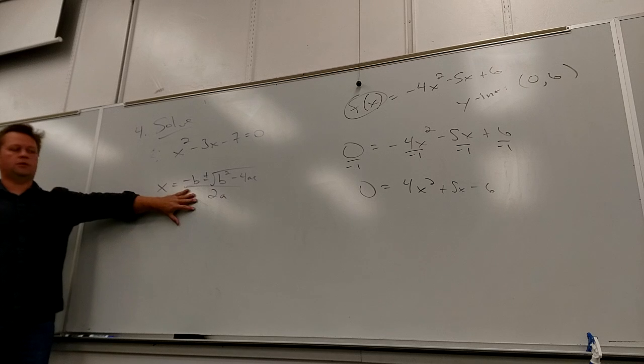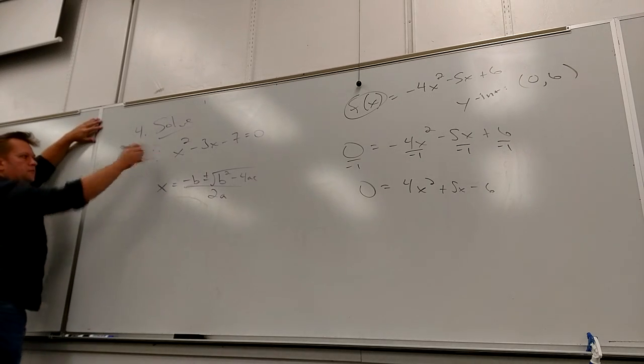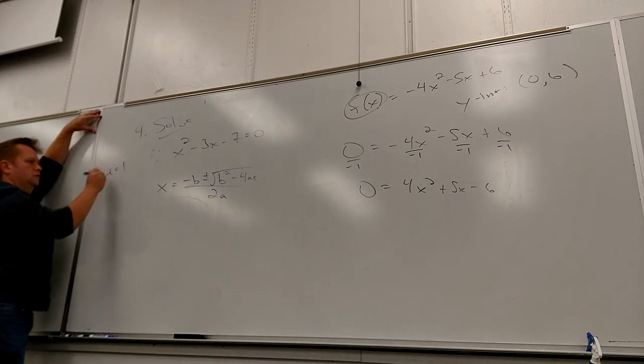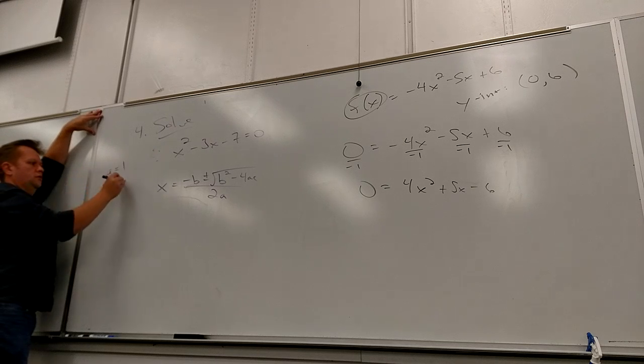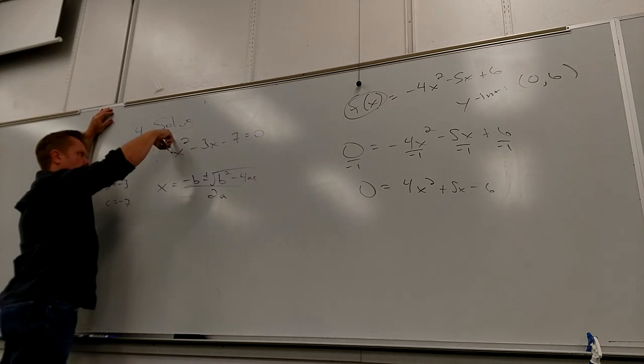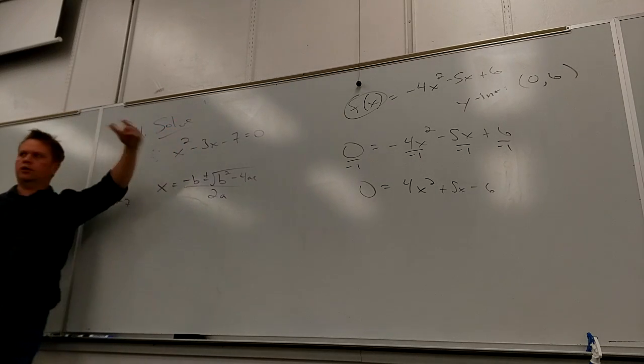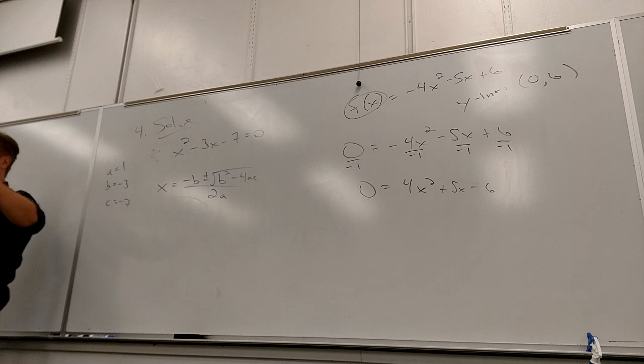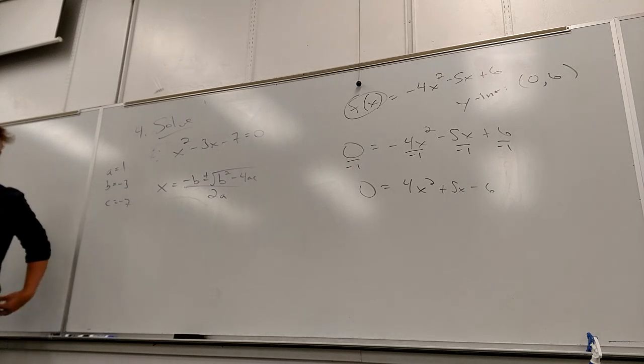And so now it's just plug and chug. Here, what's A for this problem? 1. What's B? Negative 3. And what's C? Negative 7. How do you know that? Because it's ax squared plus bx plus c. That's the general form of those trinomials that we're working with.